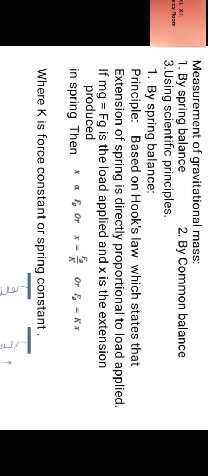And now, measurement of gravitational mass. Gravitational mass can be measured by three different methods in three different situations. Number 1, by spring balance. Number 2, by common balance. Number 3, using scientific principles. We take up one by one.